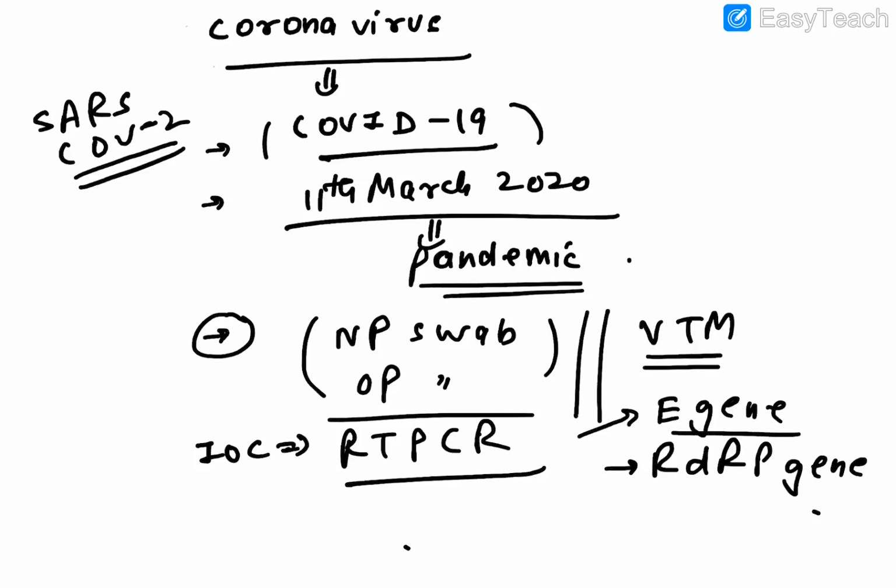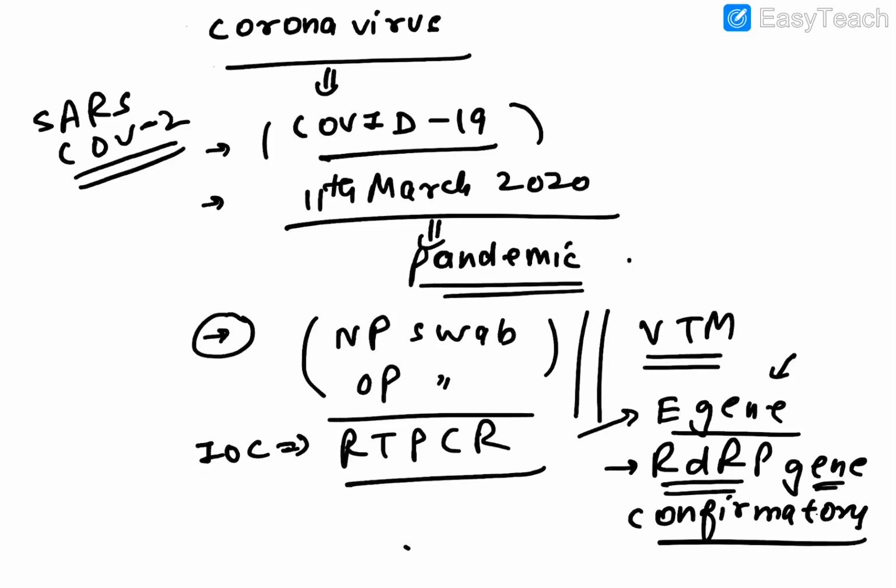This particular E gene is a sort of screening. It tells that this particular fellow belongs to the beta coronavirus. And RdRp, the RNA dependent RNA polymerase, this gene estimation in the sample is confirmatory. This is a short question which I think will come in the exam. So the investigation of choice is real-time PCR, and it targets 2 genes: the E gene and the RdRp gene, which is termed as confirmatory here.